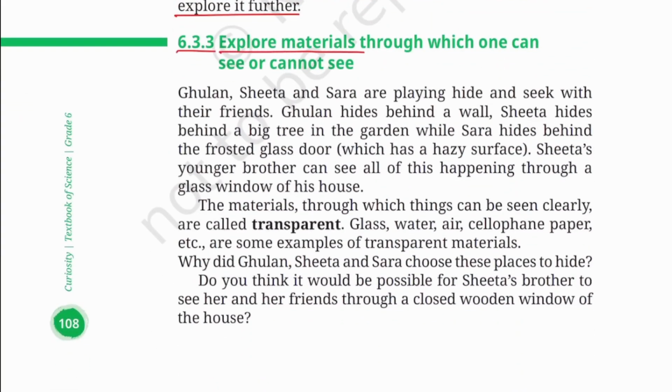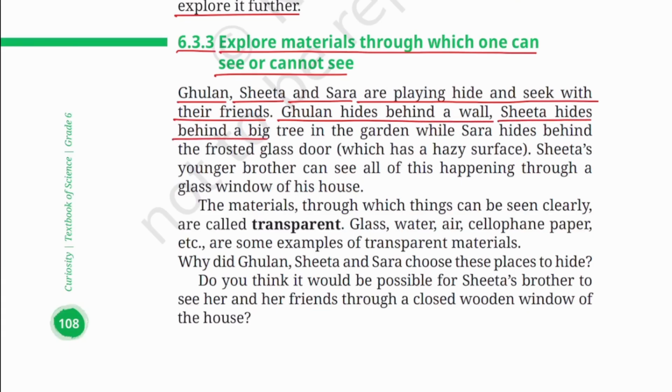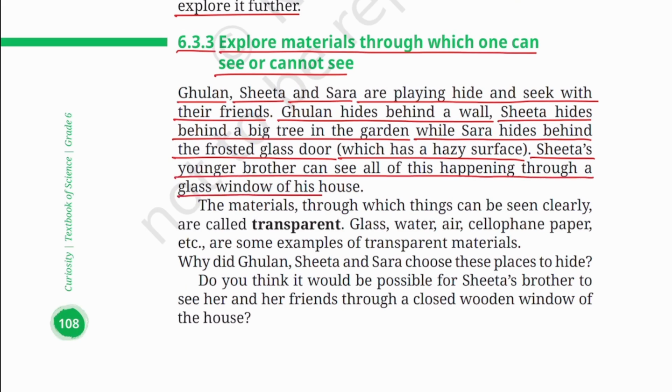6.3.3 Explore materials through which one can see or cannot see. Gulan, Seeth, and Sarah are playing hide and seek with their friends. Gulan hides behind a wall. Seeth hides behind a big tree in the garden, while Sarah hides behind the frosted glass door, which has a hazy surface. Seeth's younger brother can see all this happening through a glass window of his house.